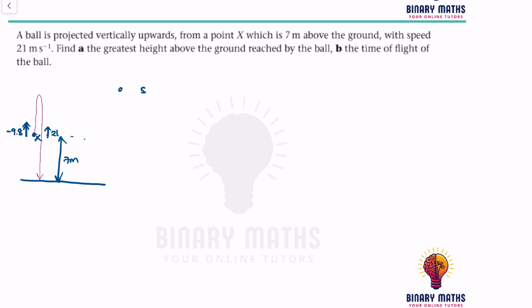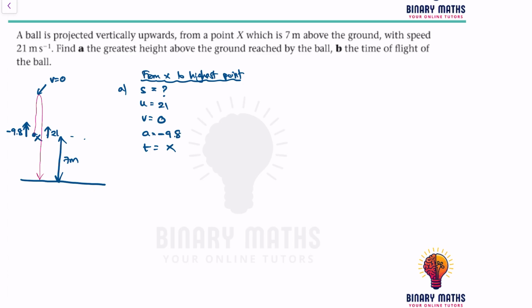So now A, find the greatest height above the ground reached by the ball. So S is equal to, okay, so journey is greatest height above the ground means from X to highest point. That's the part of the journey we're considering. So we're trying to find the greatest height, so that's question mark. Initial speed is 21. What we do know is at the highest point, velocity is equal to 0. Acceleration is minus 9.8. And time, we don't know.